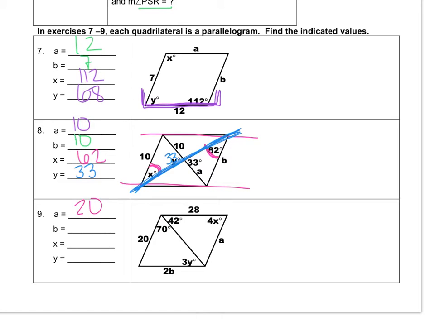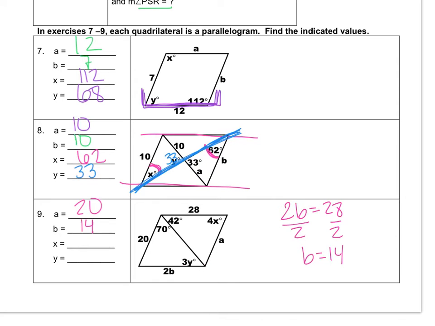Okay, if you're looking for B, this side length is 2B, and this is 28. You're going to have to set those equal to each other. So 2B equals 28. When you divide by 2 on both sides, you're going to get B equals 14. And let's see, we have X and Y left over.